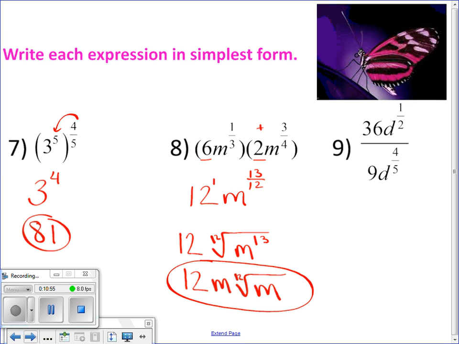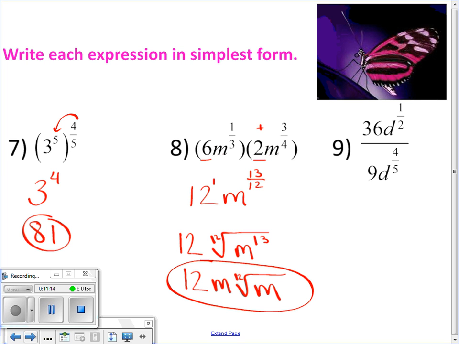All right, are we okay? Multiply the coefficients to get 12. Add your exponents to get 13/12. We rewrote it. The 12 does not have a fractional exponent, so it does not go under the radical. We wrote the 12th root of m to the 13th. I could take one group of 12 out, and there'd be 1 left over.